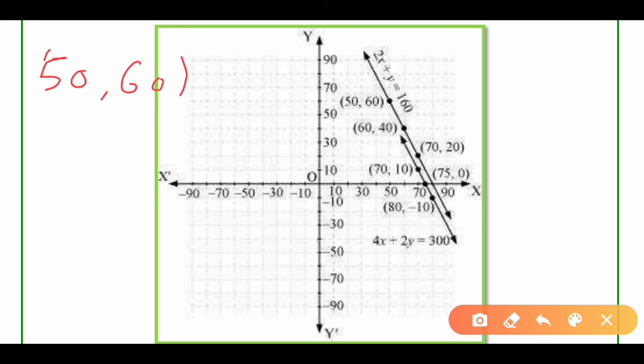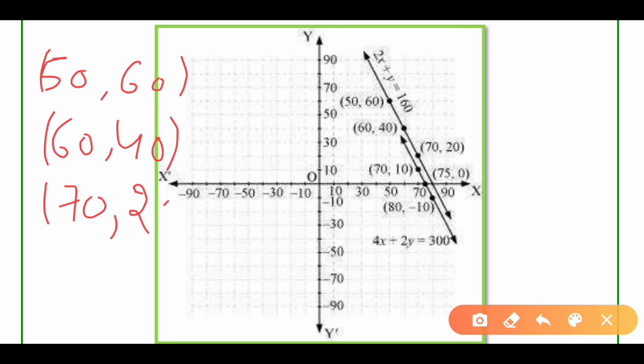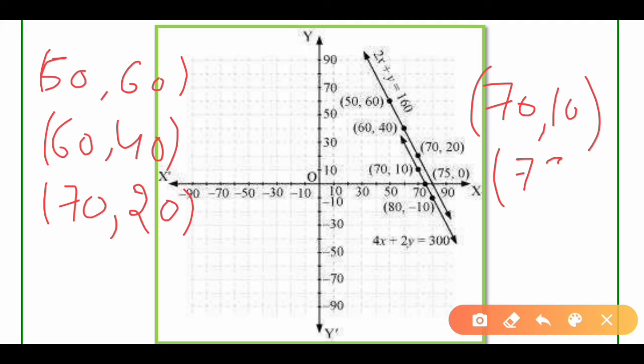Now we have the coordinates from equation number first: 50, 60; next one is 60, 40; and the next one is 70, 20. Okay, these are the coordinates, and the next coordinates from table 2, or equation number 2, are 70, 10; 75, 0; and 80, minus 10. So these are the coordinates.